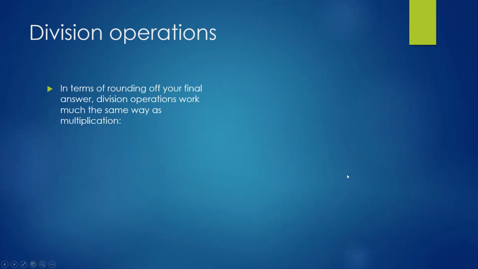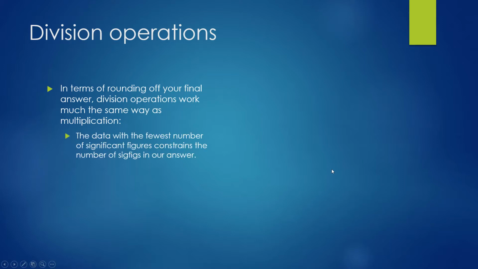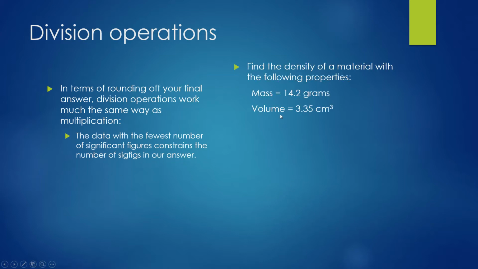Division operations. In terms of rounding off your final answer, division operations work much the same way as multiplication. The data with the fewest number of significant figures constrains the number of significant figures in our answer. Here's an example. Find the density of a material with the following properties. Notice the mass has 3 significant figures, as does the volume. The density, being the mass divided by the volume, would be computed by dividing 14.2 by 3.35.